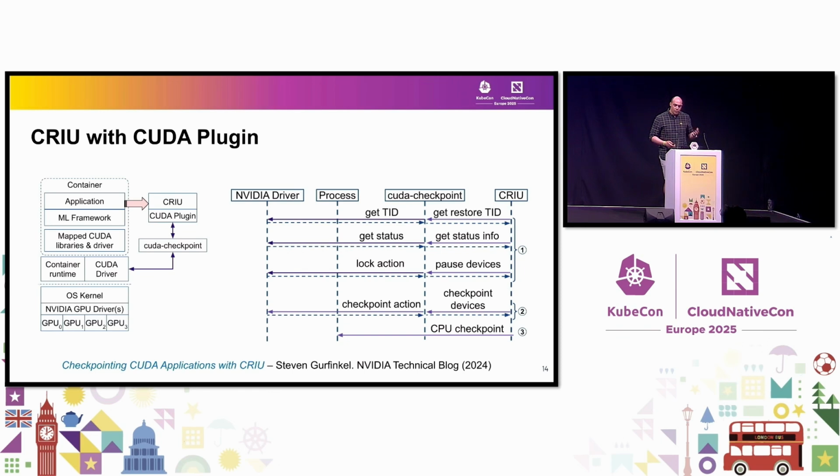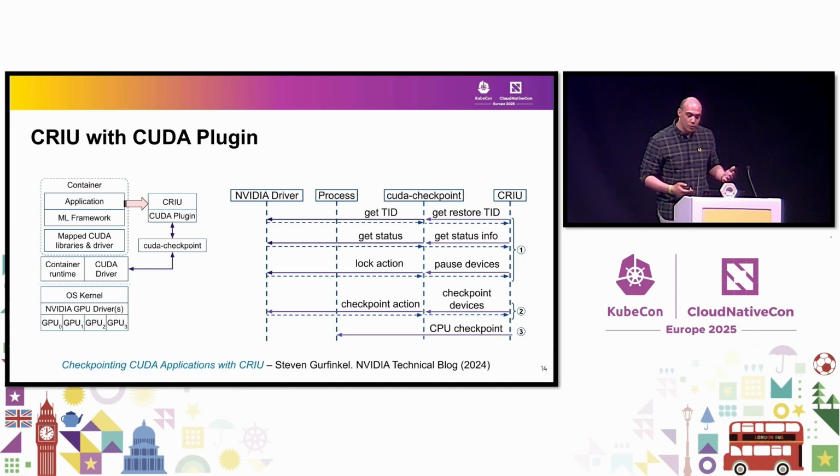And similarly for NVIDIA GPUs, we have a few similar steps. The first is to obtain the status: what is the current status of the CUDA task? Then to pause the execution of the GPU process, and then to checkpoint the GPU state into host memory. This functionality is exposed through a command line utility called CUDA checkpoint. And there is a blog post from Steven describing how this works in more detail.